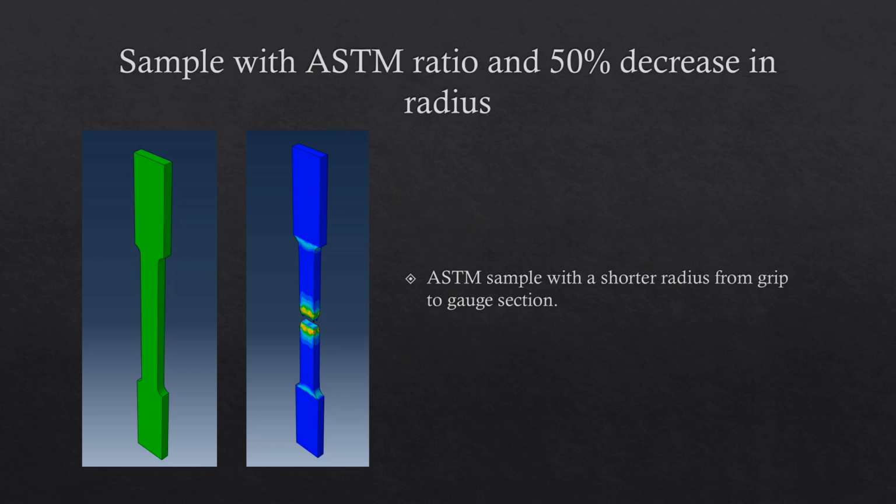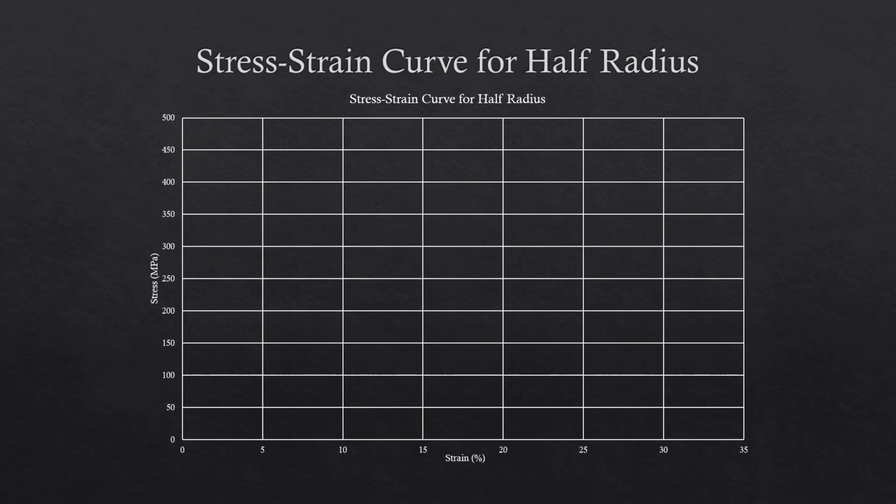This next sample is a variation of the ASTM standard. On this specimen, I decreased the radius cutout by 50%. On this stress strain curve for this sample, we can see that yielding up to ultimate tensile strength is almost identical, but failure occurs much sooner in the strain percentage.